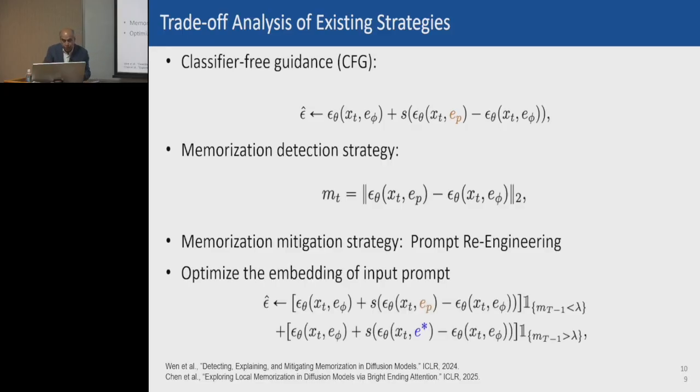Okay, so now the optimized embedding of input prompt. What's going to happen? First, we have to detect if there is a memorization, which this will give an idea. If it is less than some threshold, then there's no memorization, so we'll use a standard formula, right? But if this is greater than some threshold, which means there's a memorization, we are going to use this loss, which means we are going to engineer the prompt. We will use a different prompt, an embedding of prompt, which will help us to reduce this.